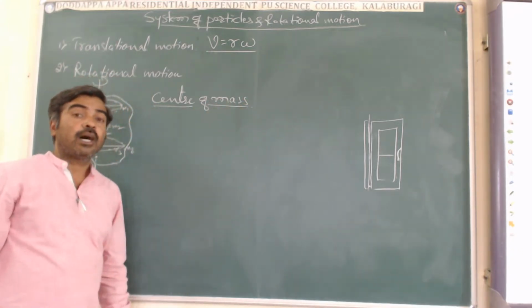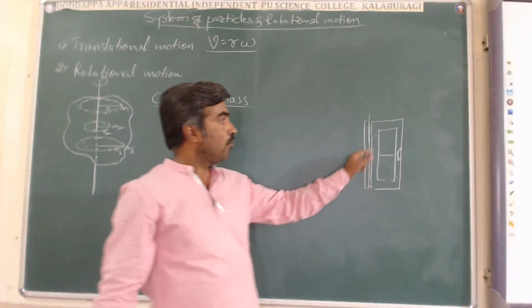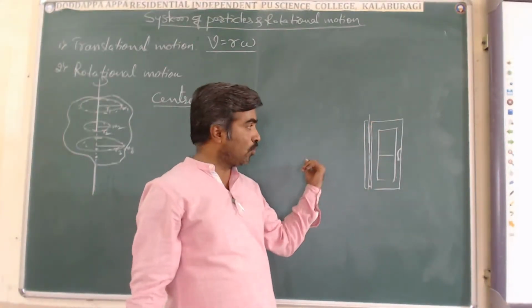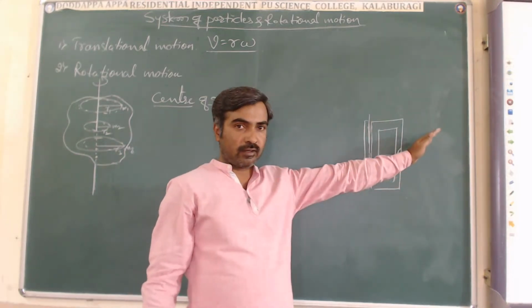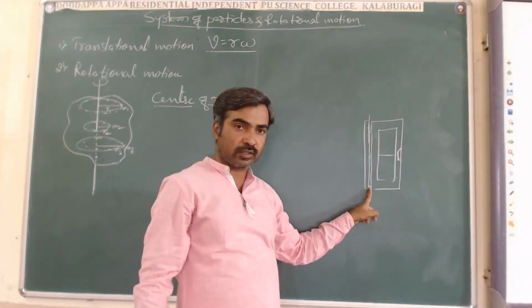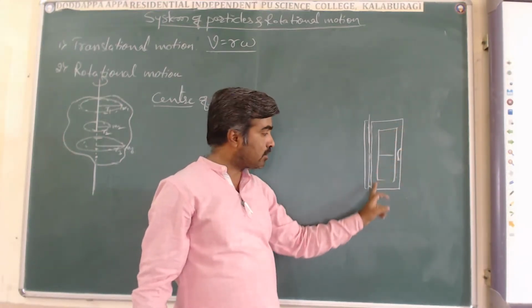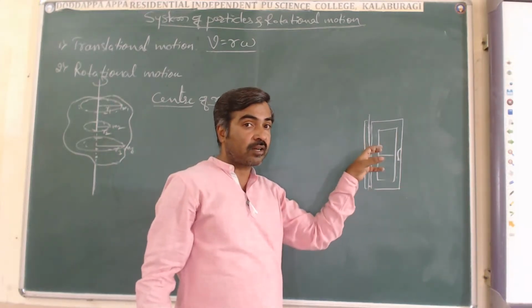Center of mass of the system. Like this example, when the first and second hinges are removed, the door definitely will bend, but it won't fall down because the door will be balanced at this point. That is the last stage. Hence, the entire weight is balanced at this point. That is the weight I am talking about.